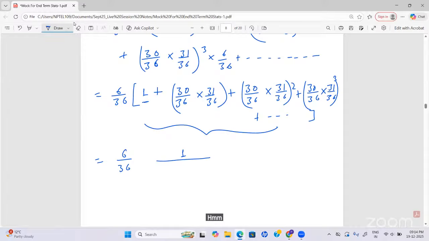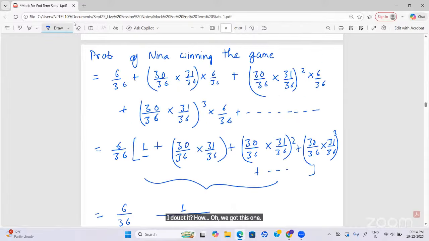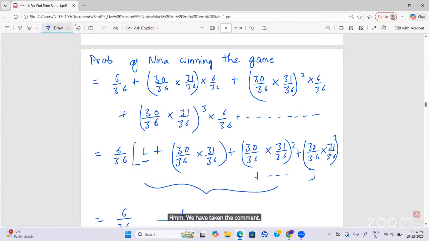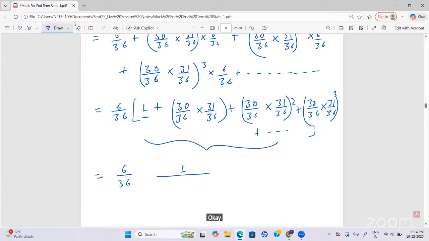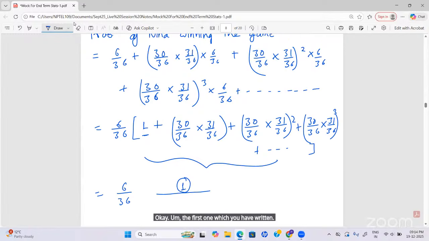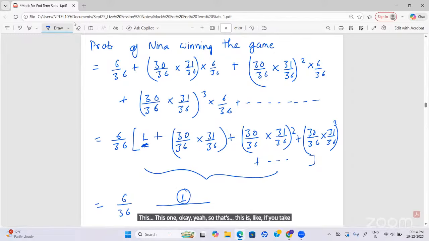Doubt: how did we get this one? We have taken 6 upon 36 common, right? Yes. So why is it 1? We are considering the series inside the bracket. Which one? You are asking about this one? And the first one which you have written, that 6 upon 36. Yeah, this one. Okay, yeah. So if you take common 6 by 36 from the entire thing, here you will be left with 1 only, right? Just look at these steps carefully.